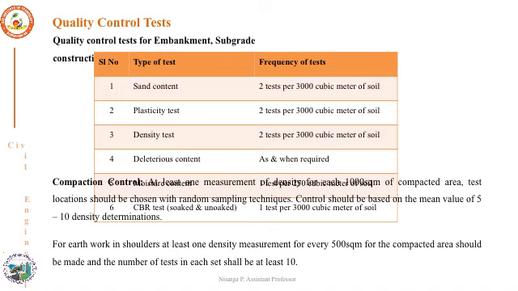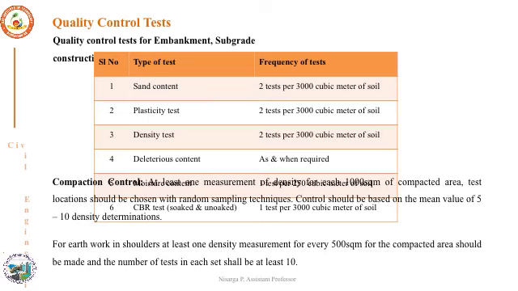Next is a very important thing: after the road construction is done, you have to check the quality control tests. Some of the quality control checks done for the subgrade include checking the sand content, and the frequency of the test has been included. So 2 tests per every 3000 cubic meters of soil, and the soil has to be tested for plasticity index, density and deleterious materials, if any. The deleterious content will be checked as and when required.